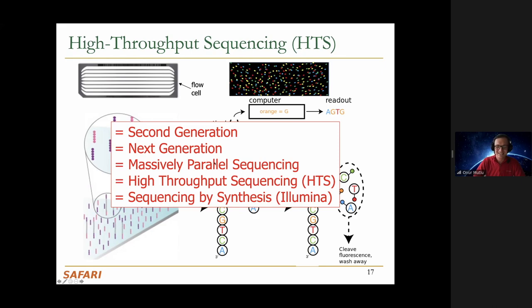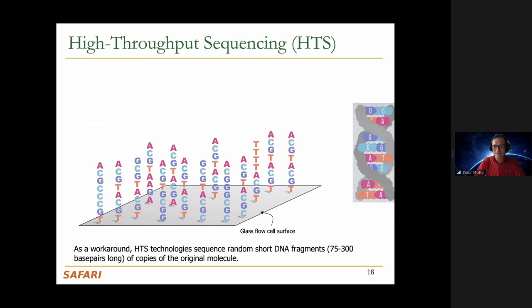I call these high throughput sequencing, but that's not necessarily great also. How these machines work is basically they shine light on things. They have a glass flow cell surface. They take DNA and chop it into really fine grain, very small pieces. They first amplify it and then chop it into fine grain pieces like 300 base pairs or so.